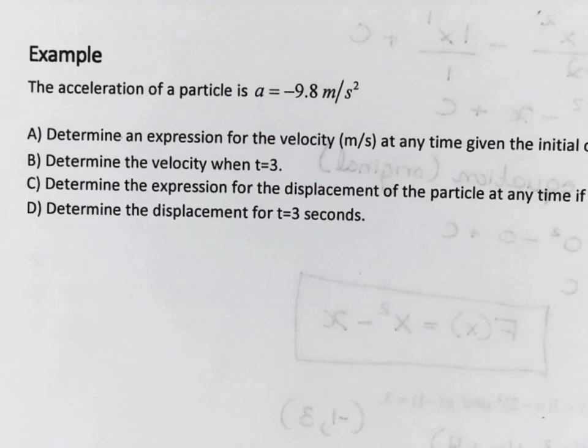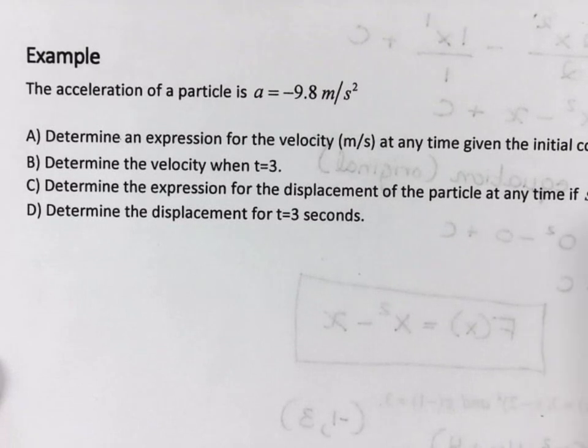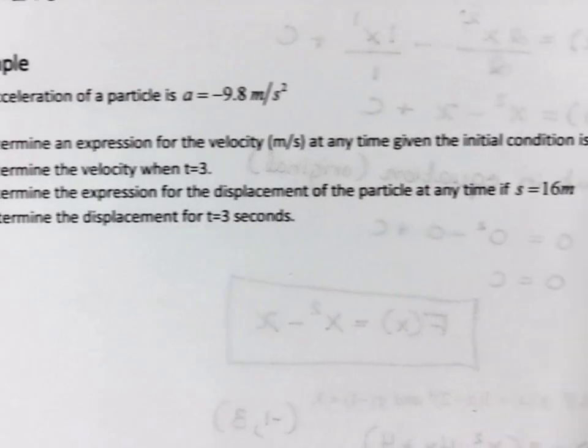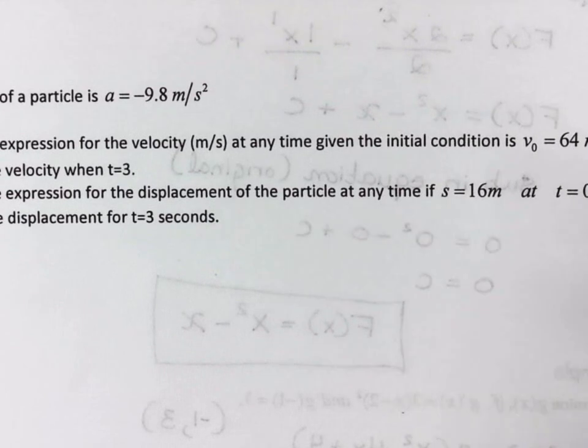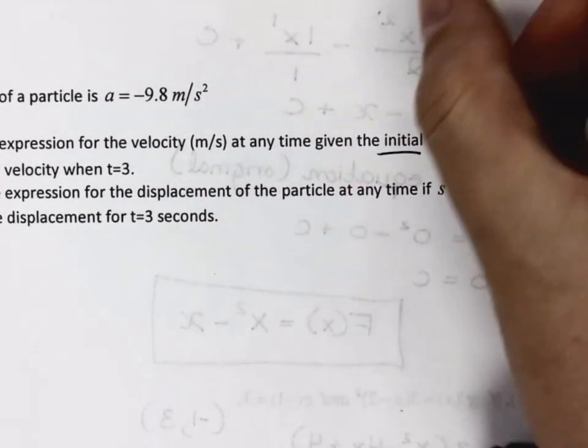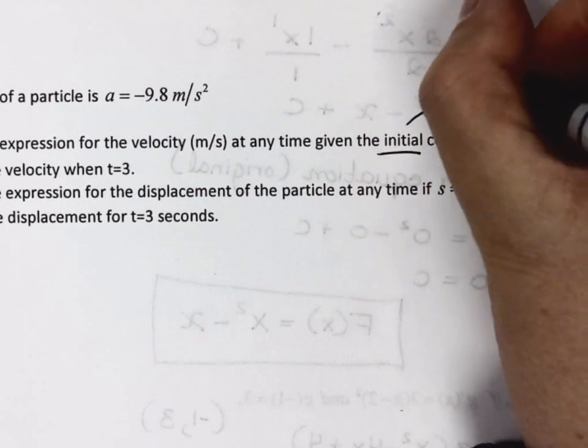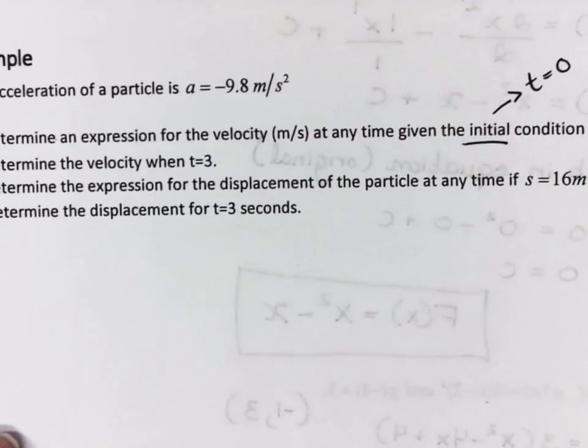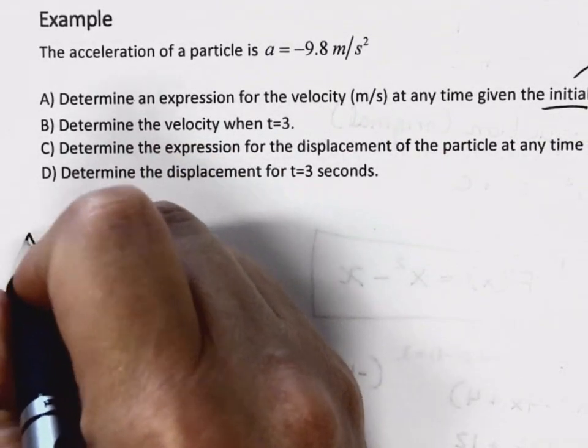It's true, I should. Okay, so determine the expression for the velocity at any given time with the initial conditions that velocity initial is equal to 64 meters per second. What do we know about time when we're talking about initial velocity? Time is 0, right? So as soon as I'm talking about initial, I've got a time of 0. So just keep that in mind while we're doing part A.